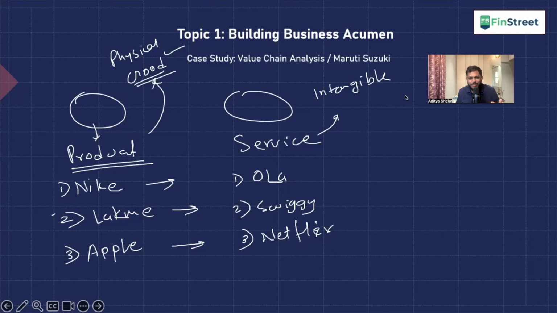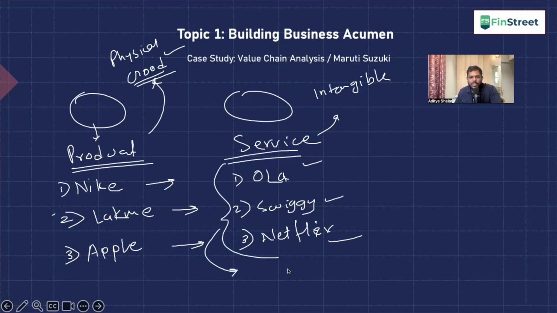Even Netflix is an entertainment service. It's an experience business. Usually, service has a lot to do with the value proposition plus experience. So when we talk about Swiggy, food delivery services, Netflix, entertainment services, Ola, transportation services, but not exact transportation, getting you connected with a driver, and then transportation services.